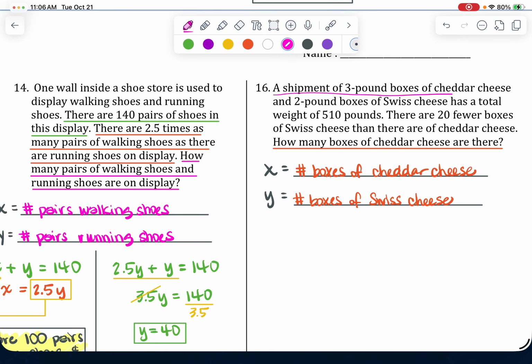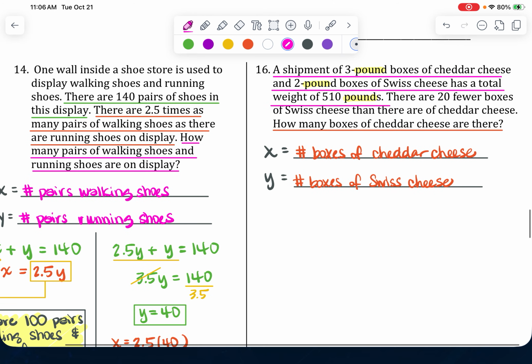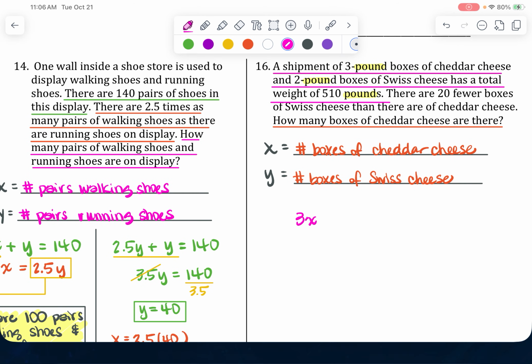All right, so 3-pound boxes of cheddar cheese, so pounds, and 2-pound boxes of Swiss cheese, and a weight of 510 pounds. So notice everything is pounds, pounds, pounds, pounds. It's kind of like money, money, money, right? Everything involving pounds has to be in the same equation. So it's 3 pounds per box of cheddar plus 2 pounds per box of Swiss, and together that's 510 pounds. Okay.